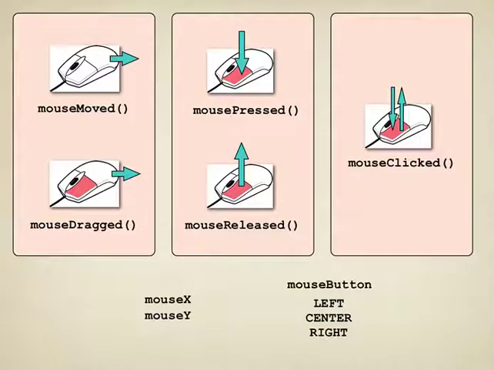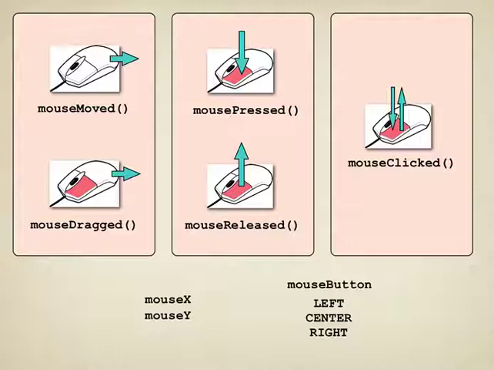First, a quick recap. Here are the 5 essential mouse routines at the top of the screen. On the left, we have mouse moved and mouse dragged. Every time the mouse moves, one of these 2 routines is called. If none of the buttons are down, it's mouse moved. If any of the buttons are down, it's mouse dragged. Inside those routines, you can access the global variables mouse x and mouse y to find where the mouse was at the moment that those routines were called.